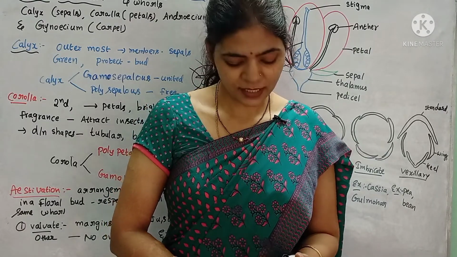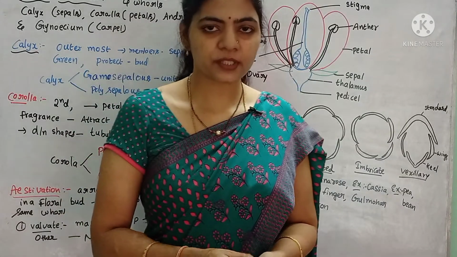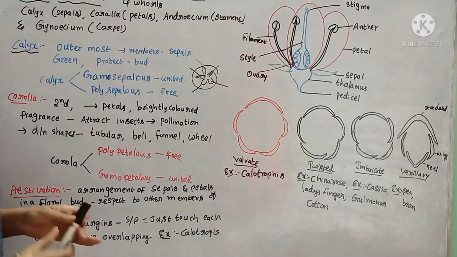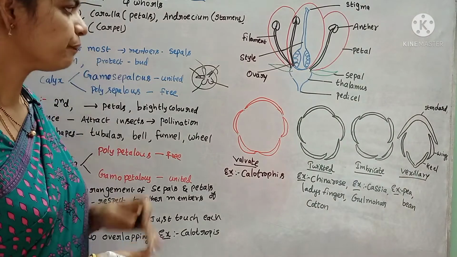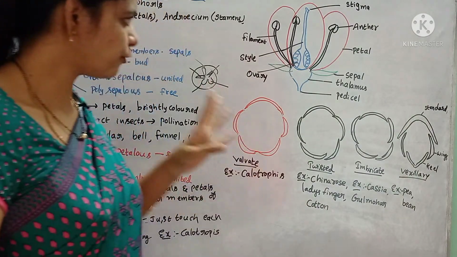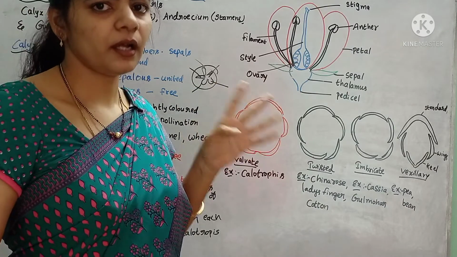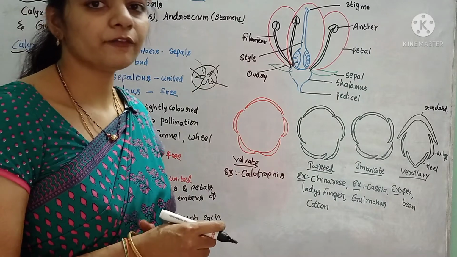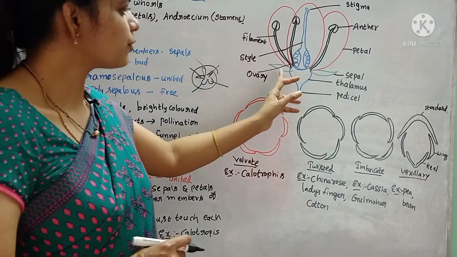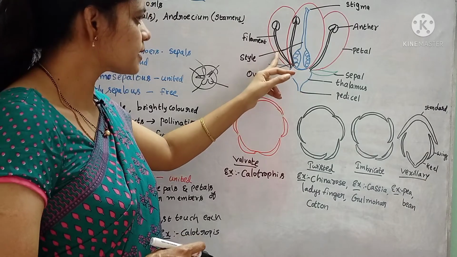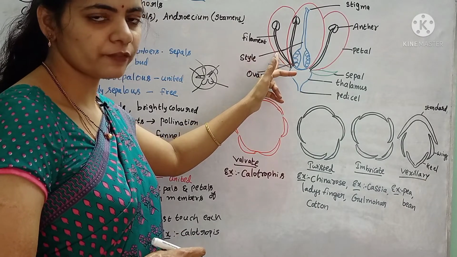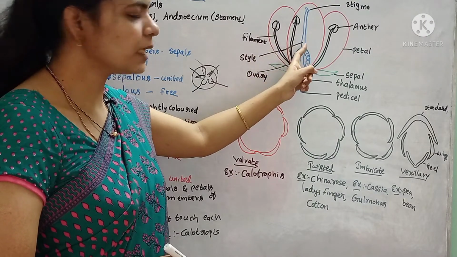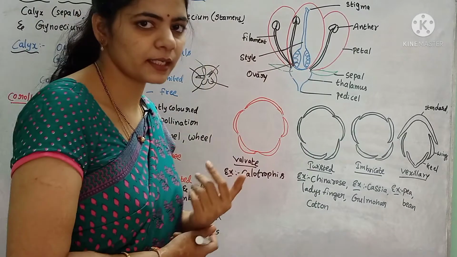Hello everyone, this is Latha Akula. In this video we are going to study the different parts of the flower. If you see the parts of the flower, how many parts are there? There are 4 parts of the flower, and each part is arranged in the form of a whorl, forming 4 whorls. The outermost whorl is called the calyx. The second, colorful whorl is called the corolla. The third is called the androecium, and the innermost or 4th whorl is called the gynoecium.